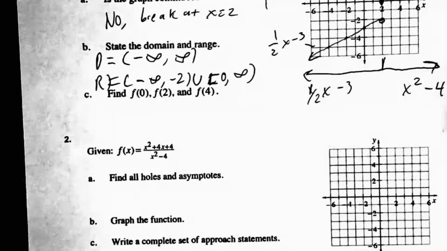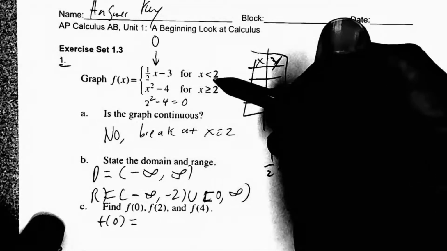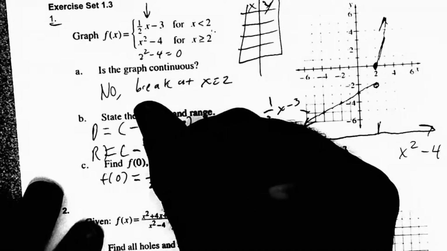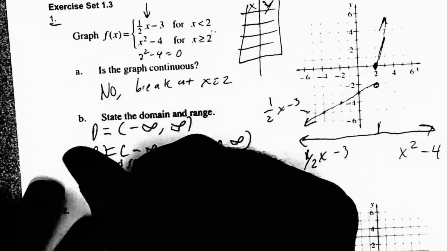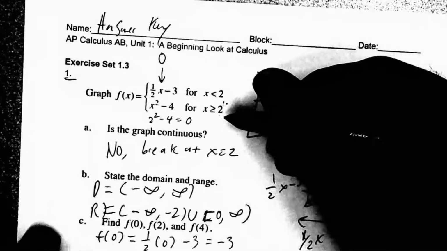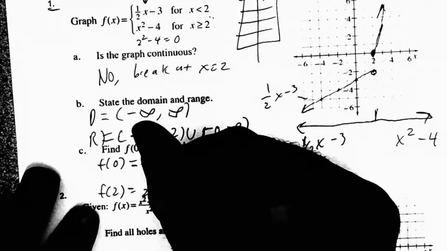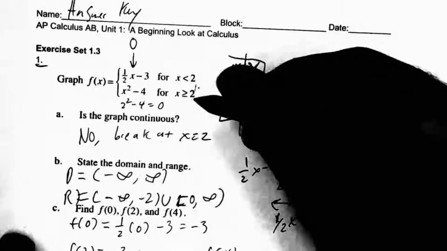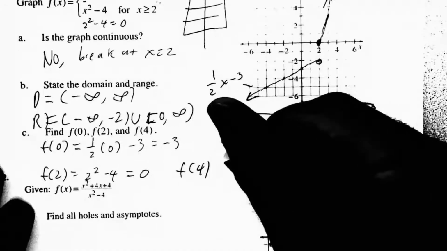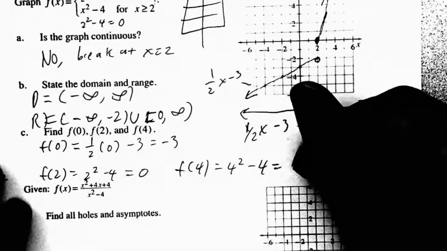Now f of 0, f of 2, f of 4. You're just plugging values into the right part of the function. For 0, it's less than 2, so it goes into 1 half 0 minus 3, which is negative 3. f of 2 is equal to 2, so it goes into my second one: 2 squared minus 4, which is 0. And lastly, f of 4 is greater than 2, so it goes into this function: 4 squared minus 4, which is 16 minus 4, which is 12.